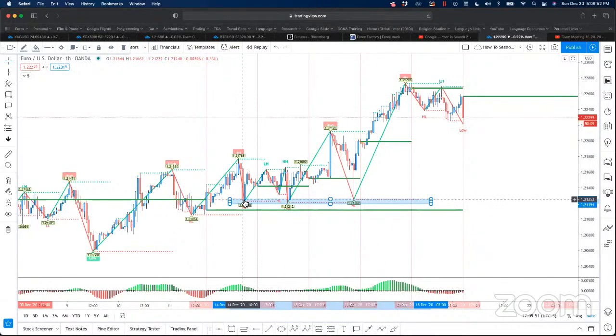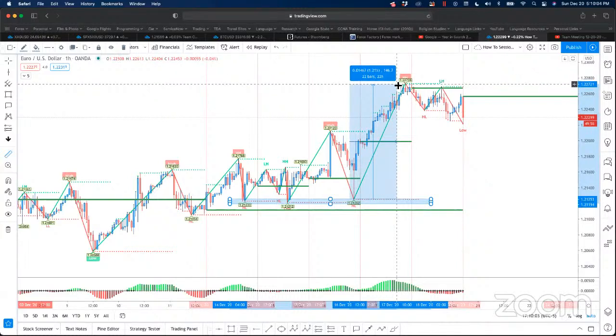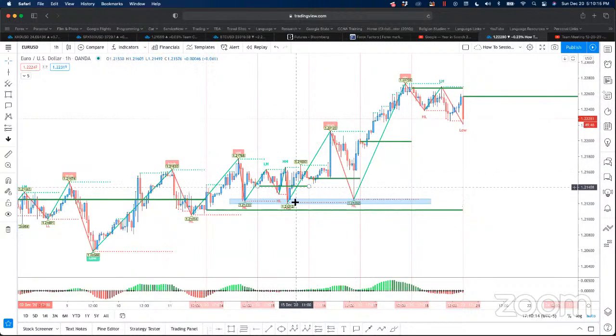You had 1 time to get in, 2 times to get in, 3 times to get in for this whole move right here, that ended up going 146 pips on EU. That's good for EU. That's super good. If you miss these entries, right?